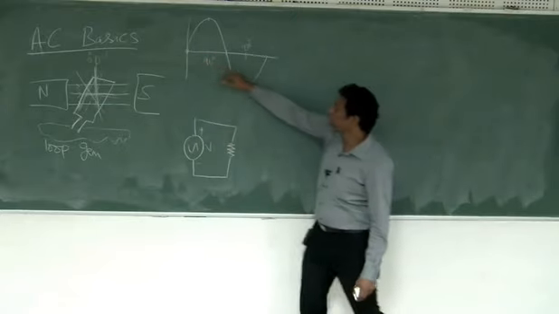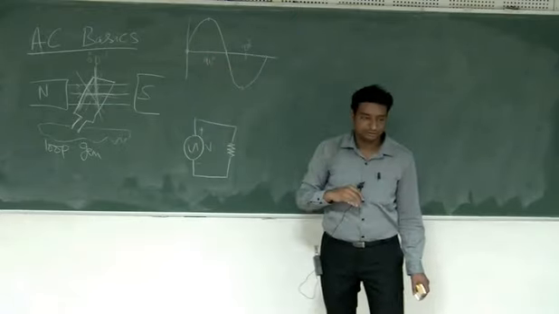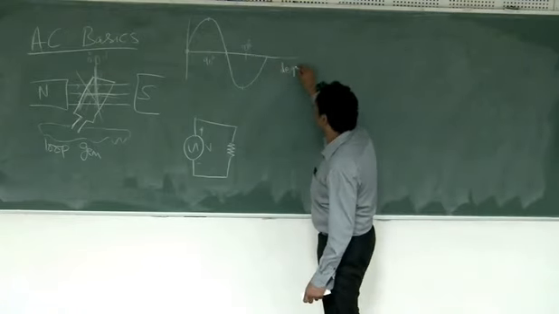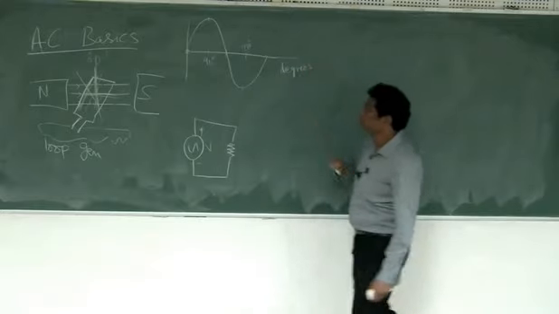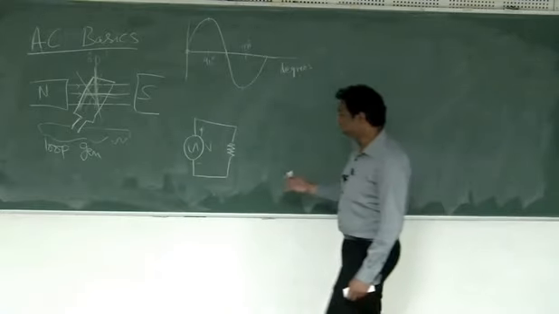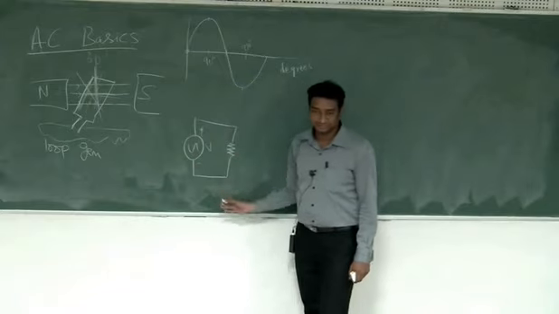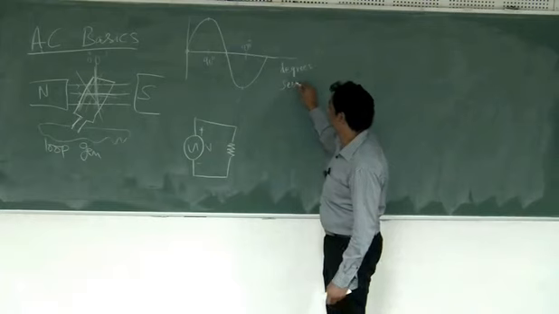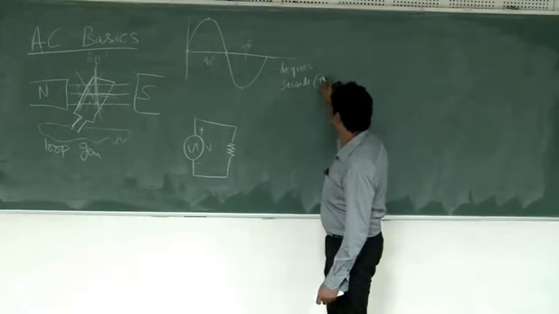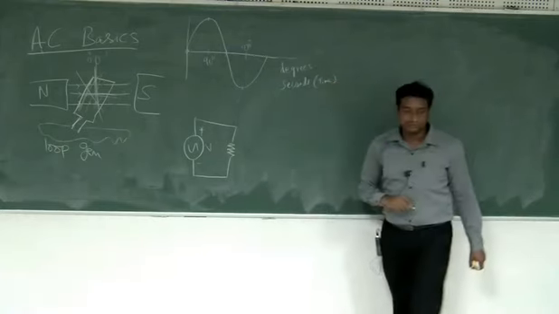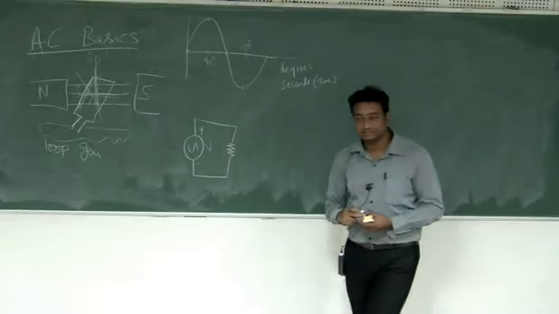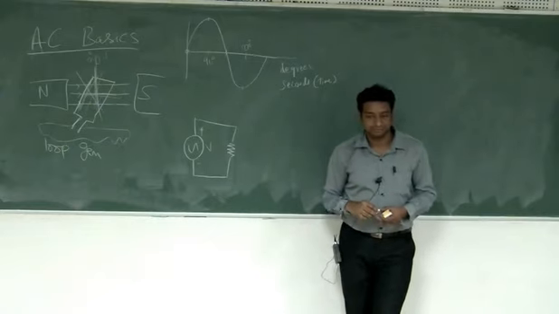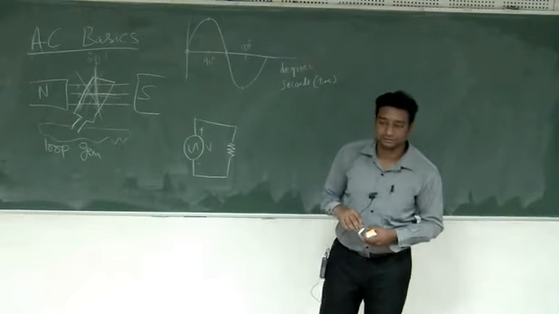So what is the unit of the x-axis? In this diagram, the unit of the x-axis is degrees. But if I want to represent it in the form of a circuit, the proper unit for the x-axis is time, seconds. So you need some way of converting the degrees into time. How do you convert the degrees into time?